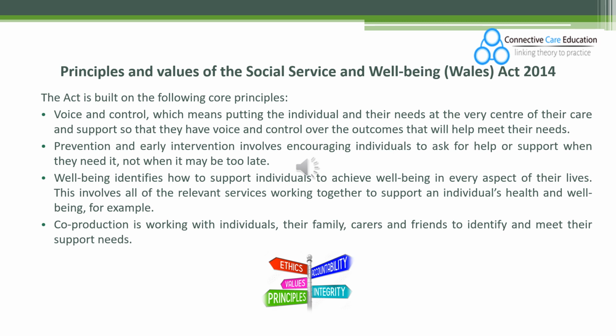Prevention and early intervention involves encouraging individuals to ask for help or support when they need it, not when it may be too late. Wellbeing identifies how to support individuals to achieve well-being in every aspect of their lives. This involves all of the relevant services working together to support an individual's health and well-being, for example. Co-production is working with individuals, their family, carers and friends to identify and meet their support needs.